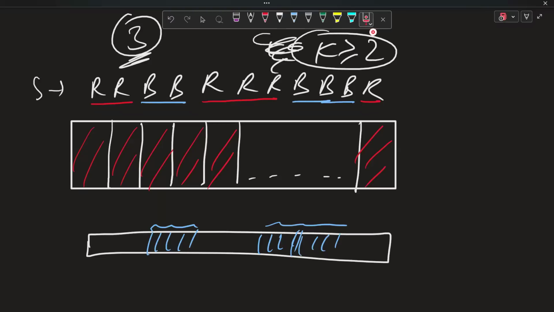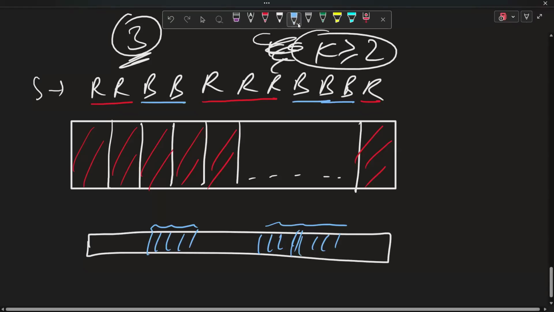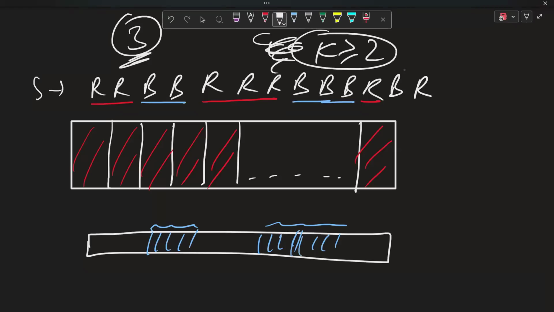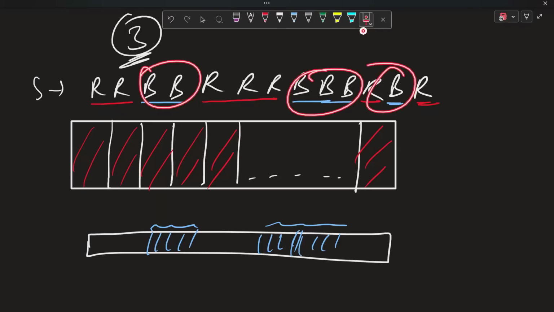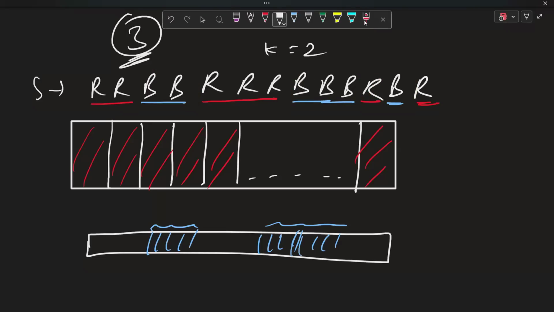But what if k is less than 2 here? Or if you had, let's say, one more blue and red here, this would be blue, this would be red. So how many groups do you have here? 1, 2, and 3. 3 groups. So k should be at least 3. You need at least 3 operations to make it exactly like this. So if k is given 2, that means you cannot make it exactly like this, so you would encounter some penalty.